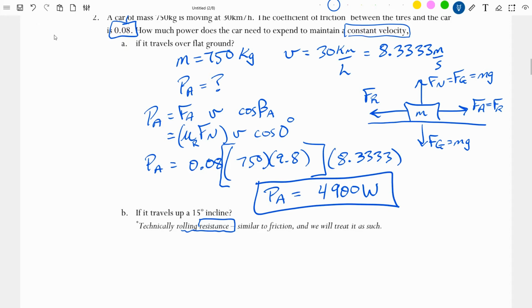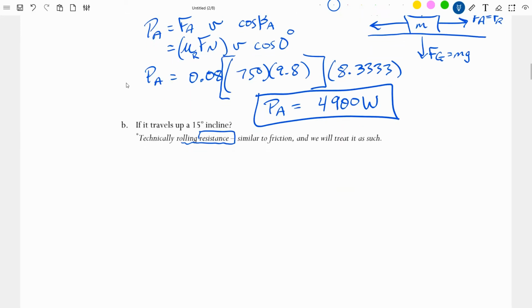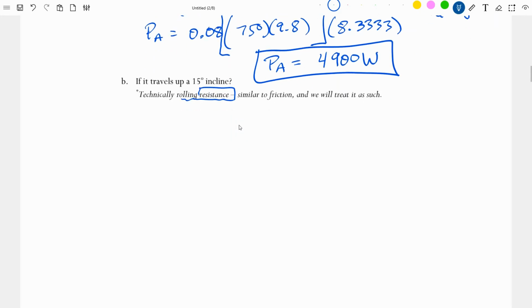Okay, what else do we have here? In part B, a repeat of the question, but this time we're going up a 15-degree incline. Let me revisualize this. There's an incline, and I'm not drawing it to scale because that is definitely visually larger than 15 degrees, but I often like to exaggerate these things just for the sake of visualizing. So alpha, the angle of the incline, is 15 degrees. And there is this car which is driving towards the top of the incline.